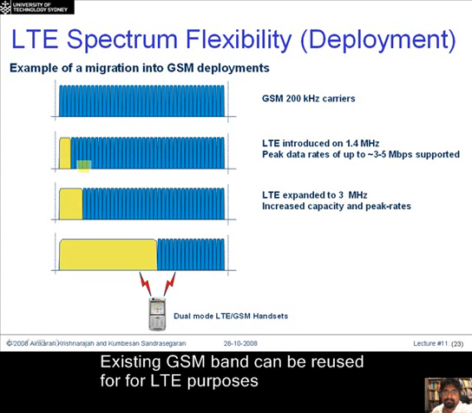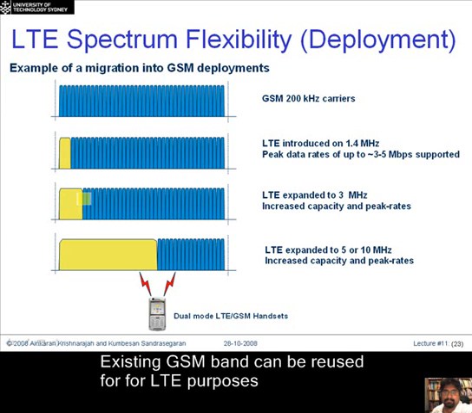Obviously as you increase the band, the data rates are going to increase. So here LTE has now been expanded from 1.4 megahertz to 3 megahertz, and then as time goes on further you might go up to 5 megahertz or 10 megahertz, and all of these increases will provide users with much higher peak data rates, and also capacity. The number of simultaneous users that can be supported will also increase.